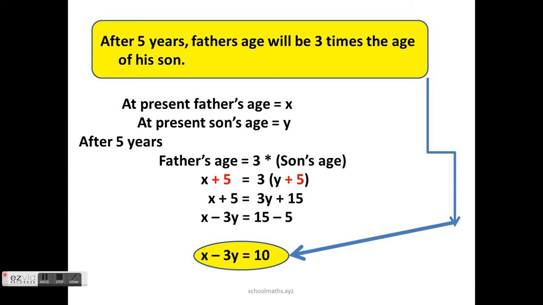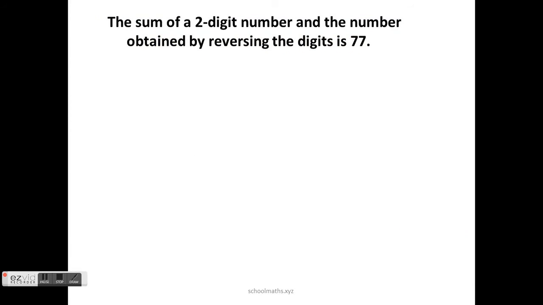The sum of a 2-digit number and the number obtained by reversing the digits is 77. Suppose the 2-digit number is 12. After interchanging the digits, we will get 21. Here it is a 2-digit number. A 2-digit number will have 2 digits, one is the unit digit, another one is the tens digit.